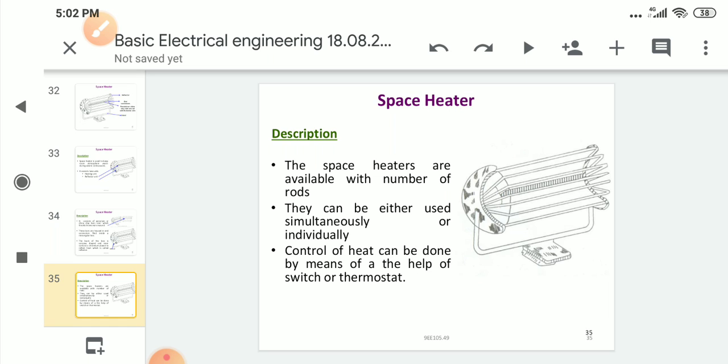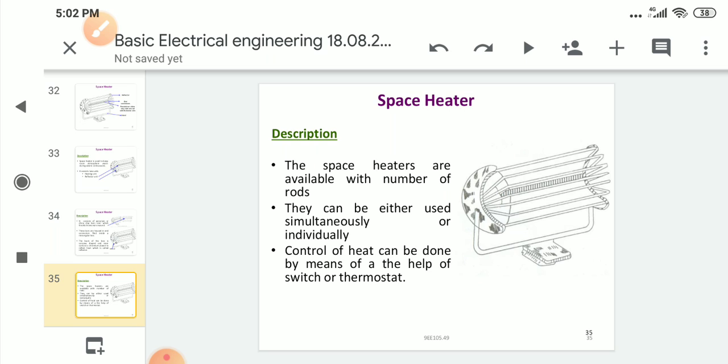It works on the principle of the heating effect of electric current. When an electric current is passed through this, a resistance converts electrical energy into heat energy. Here, what is this resistance? This resistance is high resistance nichrome.